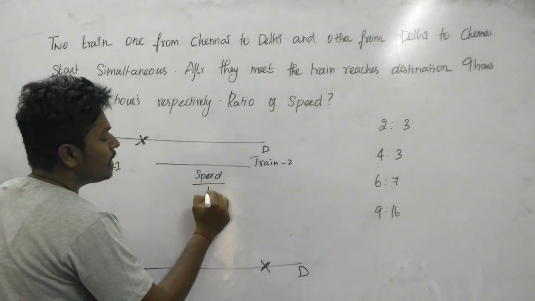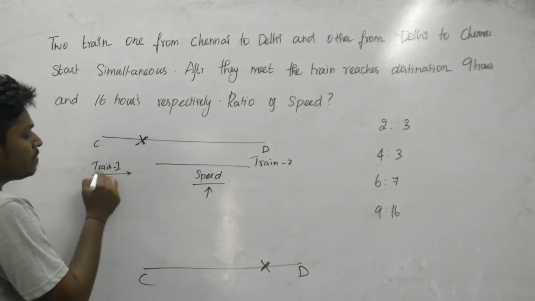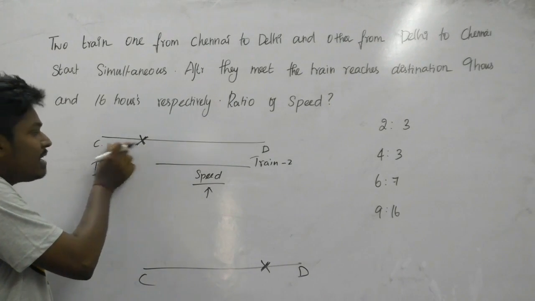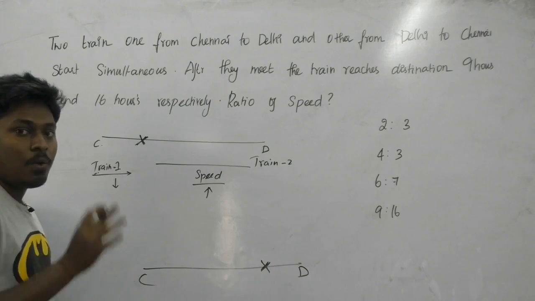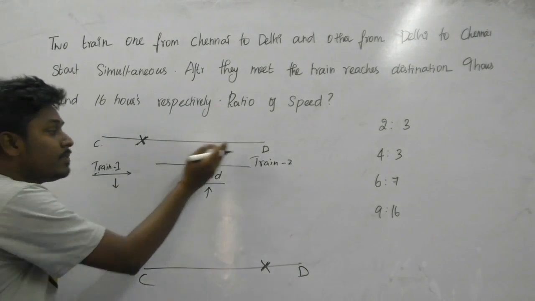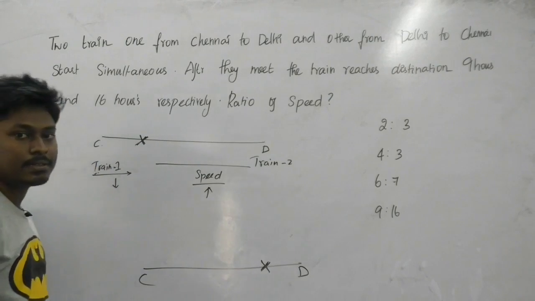Definitely the speed of train 2 should be higher, right? Here the train 1 speed should be lower. Why? Because the trains are meeting at this point, which is nearer to Chennai station, right? The only possible chance is if this condition occurs: the train 2 speed should be higher, then only will train 2 travel a longer distance, right?